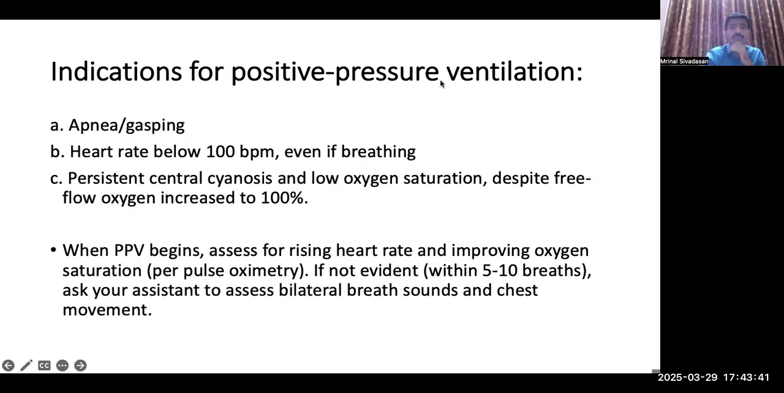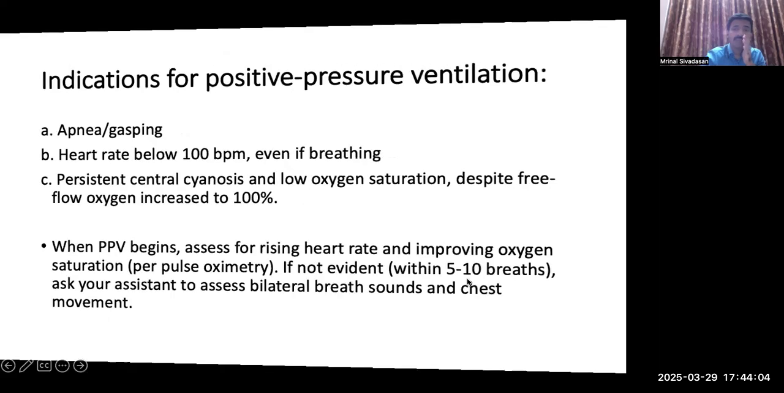So the indications for positive pressure ventilation are heart rate less than 100, baby not breathing or gasping, and persistent central cyanosis and low oxygen saturation despite free flow oxygen increased to 100%. When the positive pressure ventilation begins, assess the rising heart rate and improvement in oxygen saturation. If not evident within 5 to 10 breaths, ask the assistant to assess the bilateral breath sounds and chest movement.